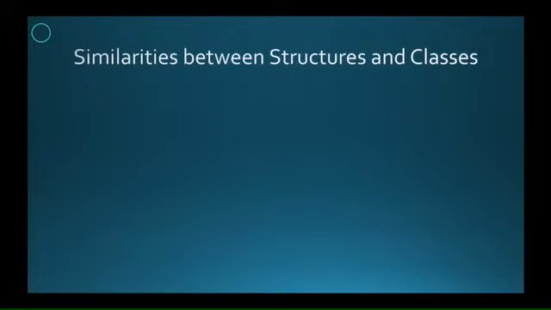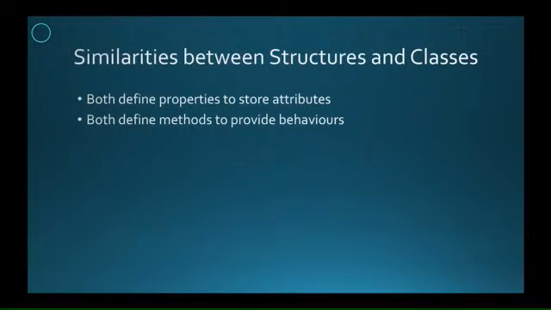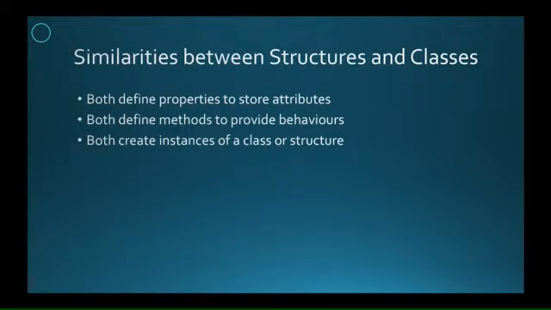First, we'll look at the similarities between structures and classes. The first similarity is that both structures and classes define properties to store the attributes or store values. Both of them can define methods to provide some sort of behaviors or actions. And both of them create instances. So you can have an instance of a class, you can have an instance of a structure.